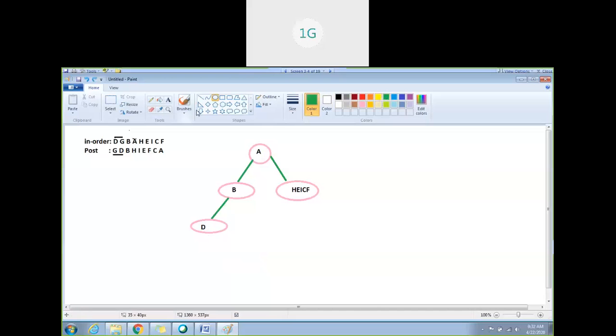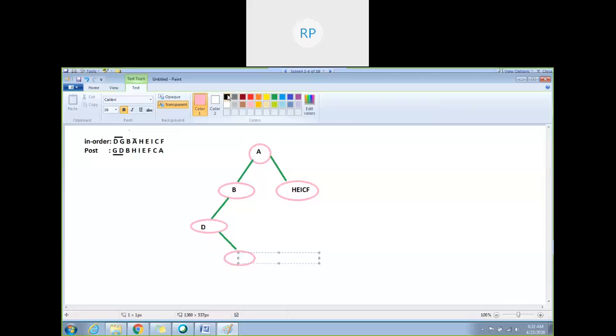Ma'am, not understood. Ma'am, why right side, ma'am? I will come, 1 minute. I am putting too much makeup for your tree. That is why I'm making late. So D here, G will come, right?